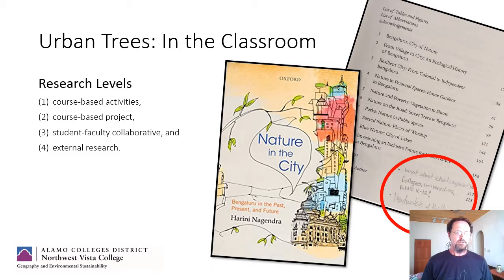In the Geography and Environmental Sustainability program at Northwest Vista College, we have 3 levels of undergraduate research that we typically categorize things in, and you can see them here. The course-based activities are things we do in a course or in a classroom. They're usually short, maybe somebody does something outside of class and brings it to class, and it's a 1 or 2 class kind of project.